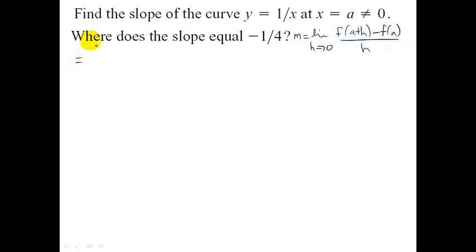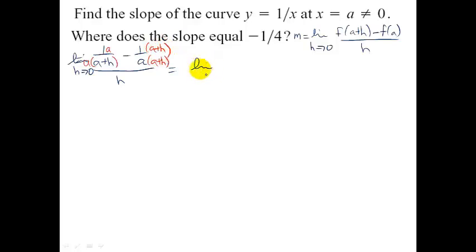So applying this to our function of 1 over x, we have the limit as h approaches 0 of 1 over a plus h minus 1 over a, all over h. Now let's see what we can do to simplify. Let's get a common denominator here on top. So this needs an a, and this needs an a plus h.